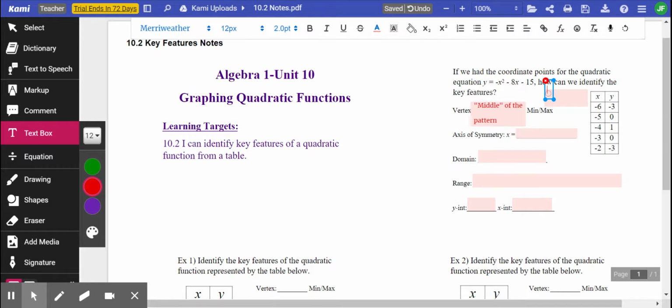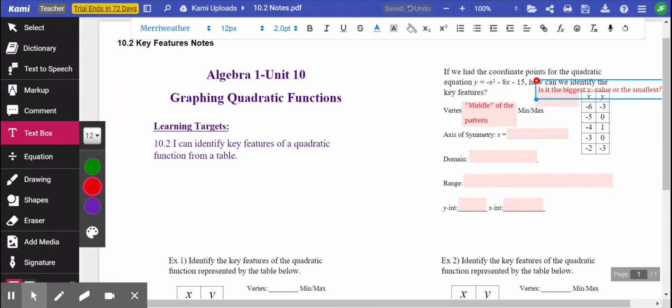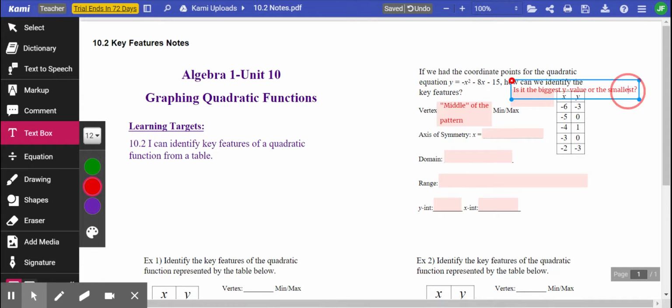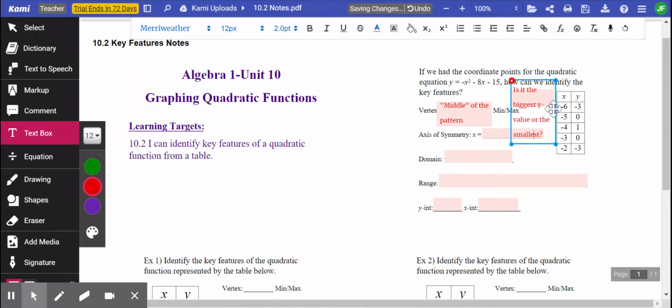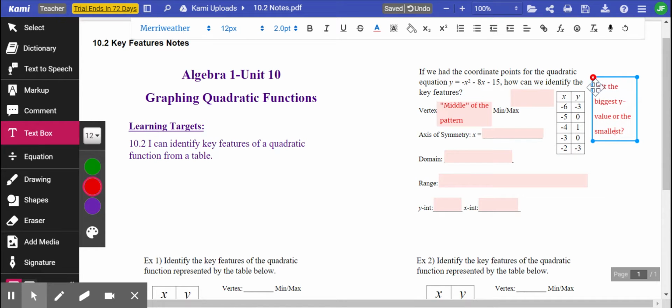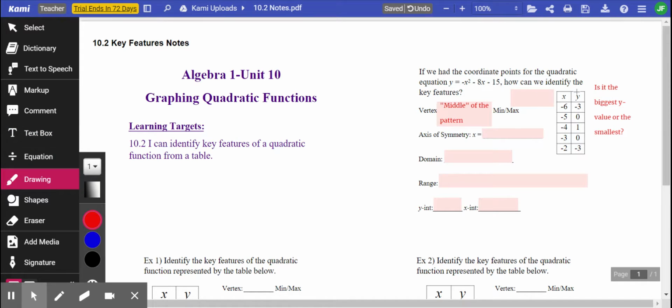Minimum, maximum, you just need to ask yourself, is it the biggest y value or the smallest? Okay. And if it's the biggest, it's the maximum, and if it's the smallest, it's the minimum. I'm going to draw an arrow there so that you can connect that since I ran out of room. So I would squeeze that in right there.